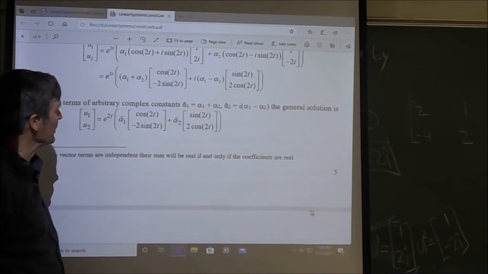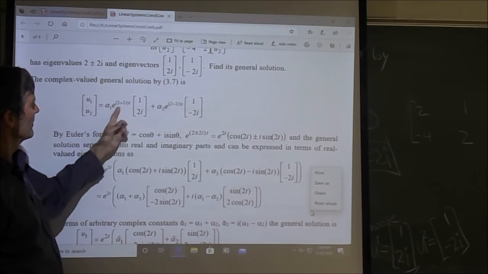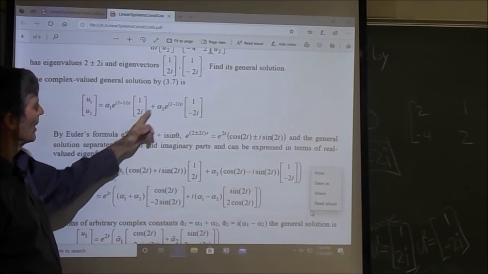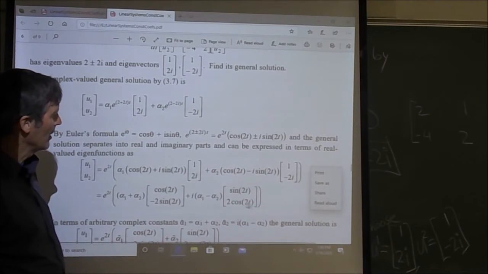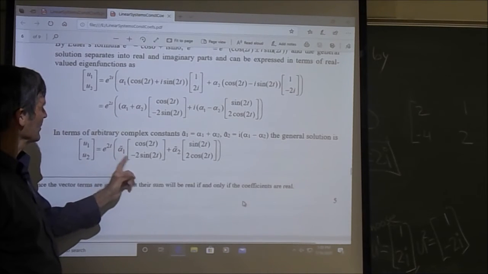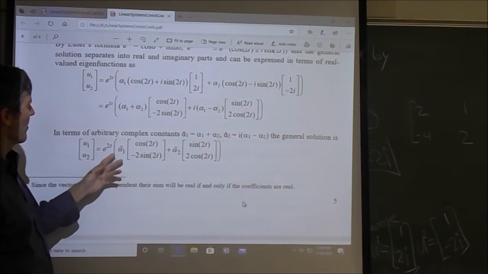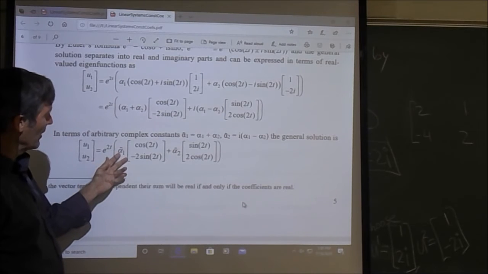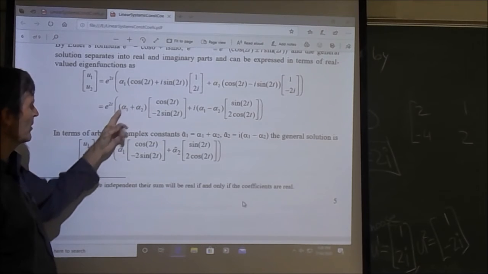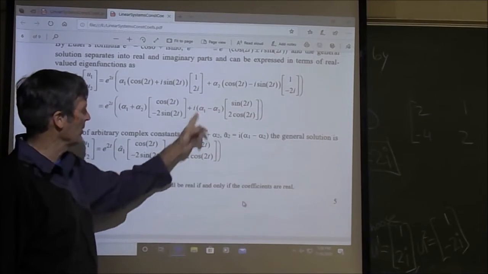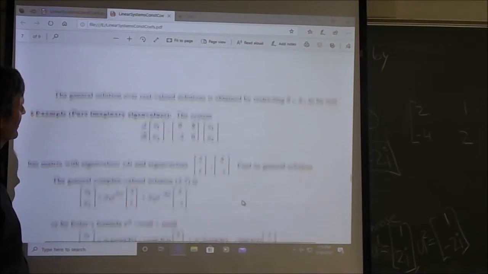Do the same thing we usually do: alpha 1 e to the lambda 1 t u1 plus alpha 2 e to the lambda 2 t u2. But then break it up into real and imaginary parts, all the terms without i and all the terms with i. Then the real solutions are the terms without i. You just replace alpha 1 plus alpha 2 with alpha 1 tilde, and this one with alpha 2 tilde, and by restricting these to be real numbers, you get all real solutions.